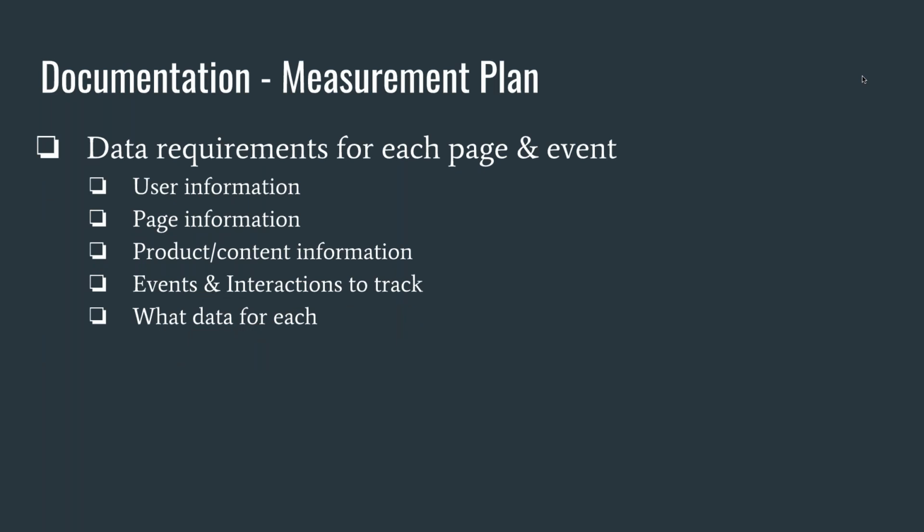The first piece of documentation, what I've been referencing, is your overall measurement plan. We need to have the data requirements for each page, each event. In that example data layer that I showed, as you saw in there, you have user information. Is it a guest? Is it a logged in user? Any sort of user ID or guest ID so that you can start stitching data from different platforms together for an individual user.